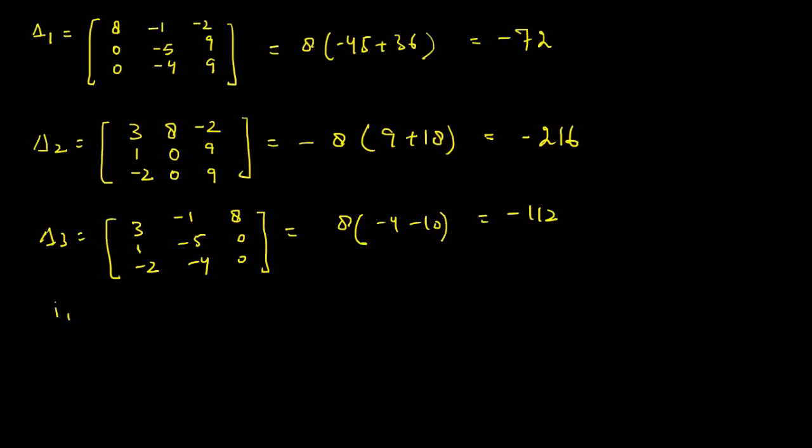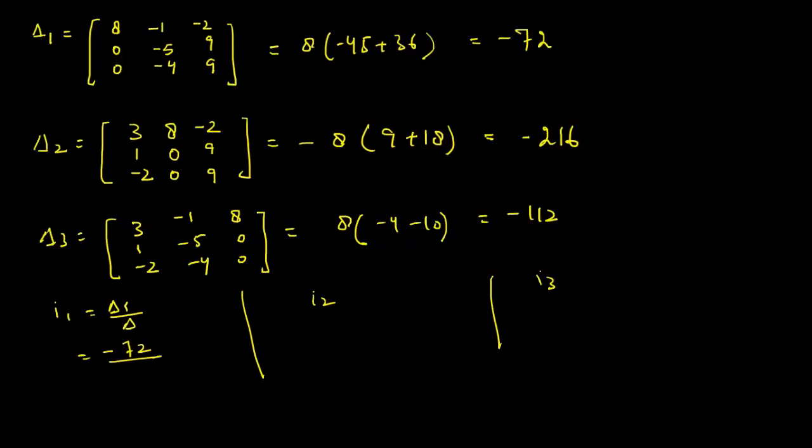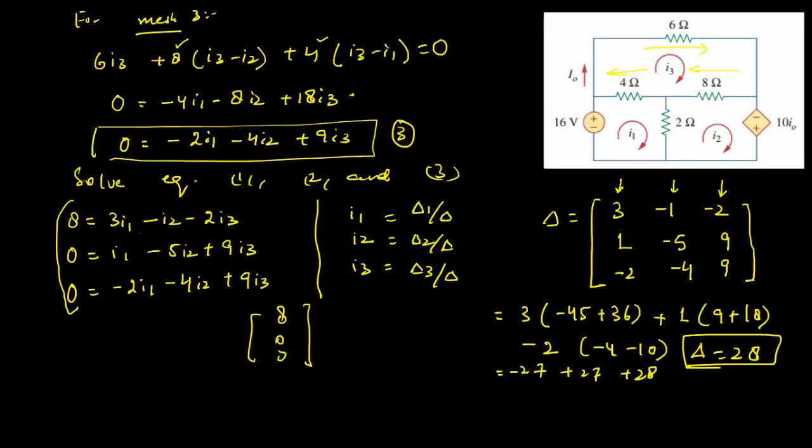Now I should be able to find I1, I2, and I3. So what is I1? I1 is delta 1 upon delta. So it is minus 72 upon the delta value, we can see it's 28. So it is minus 72 by 28. That gives you minus 18 by 7. Although we didn't have to find it, it is a general question I am solving. So you can use it in further questions actually.